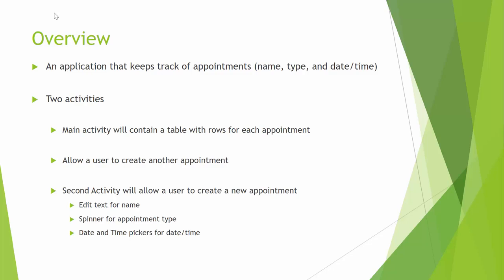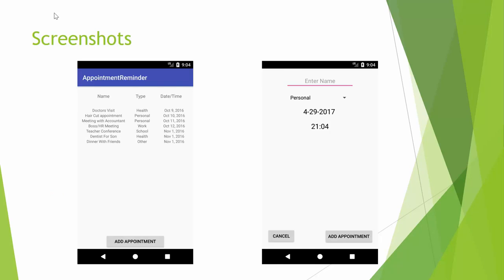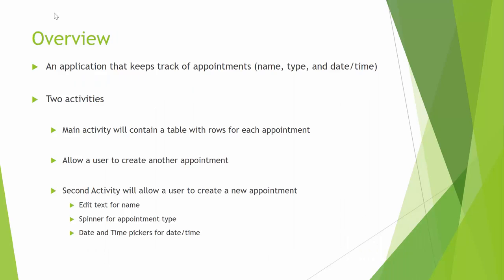The second activity is going to be our Add New Appointment activity screen. It's going to have an edit text for your name, so you can enter a name of an appointment. It's going to have a spinner so that you can pick the appropriate type of appointment. And it's going to have date and time pickers so that you can select the date and time. It's also going to have two buttons at the bottom, one a cancel button and one an add activity. We'll add the activity and go back to the main screen.